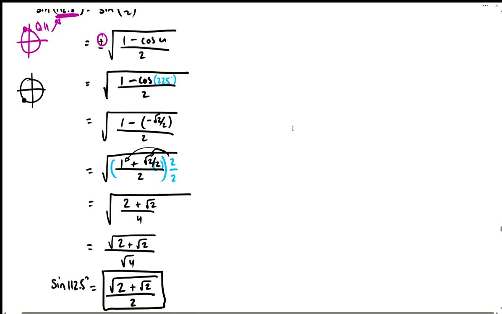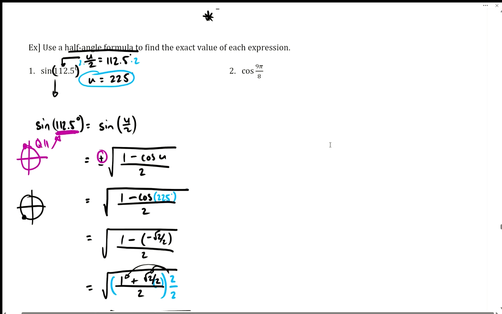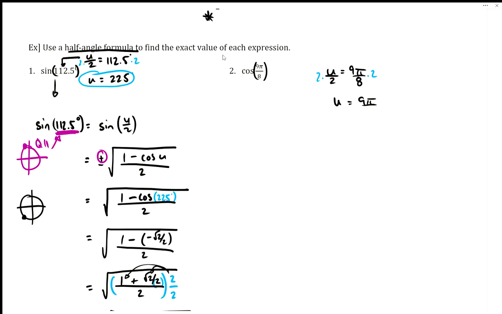So the cosine. It says to use a half angle formula still. So either way, this part, let's put it a little further to the side. That is the u over 2. And then immediately we can get u if we multiply both sides by 2. So we'd have u is equal to 9 pi quarters. Okay, so we have our u over 2 and we have our u.